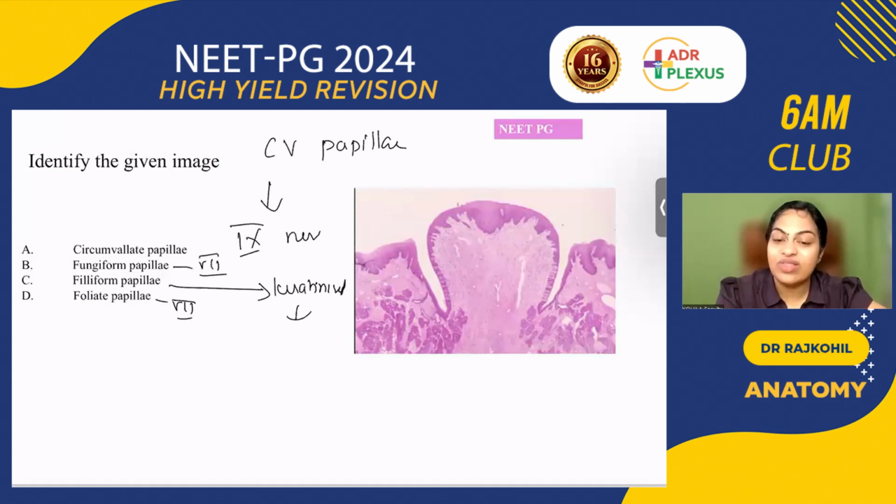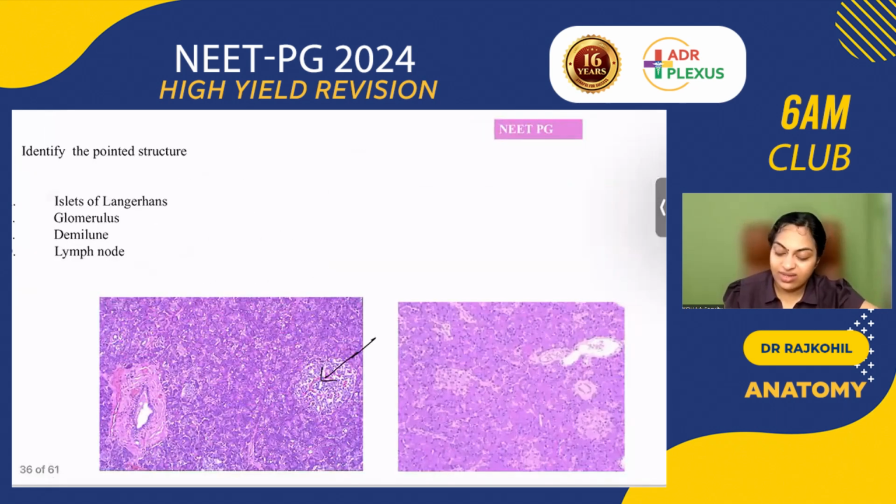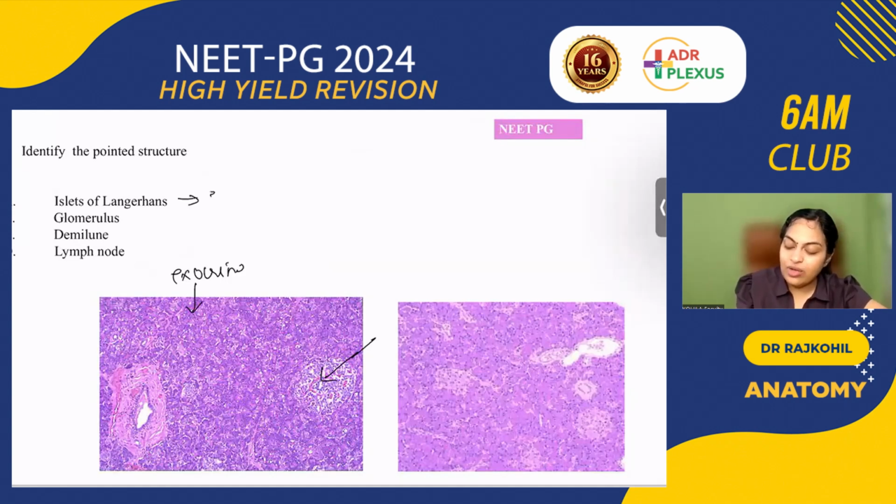If they are going to ask you its nerve supply, what will you write? Excellent, doctor. It is going to be supplied by the lingual nerve carrying the general sensation. Excellent. Identify the pointed structure. That's going to be the slide of pancreas. Yes, you can identify the endocrine part. This pale one is the exocrine part. The exocrine part forms the acini, the serous secretion. The islets are the endocrine part.